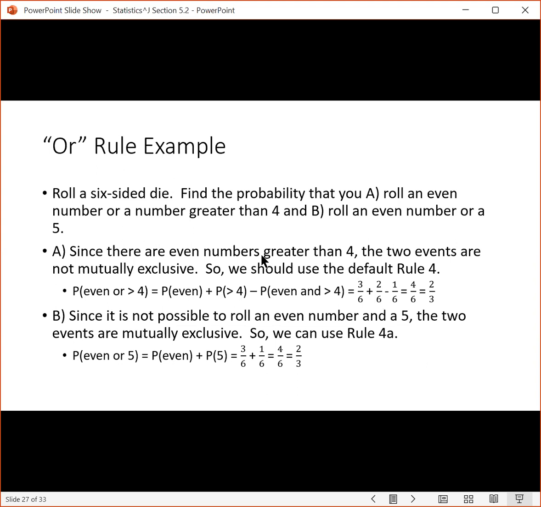And then how many evens are there that are greater than 4? Well, 6 is an even and is greater than 4. And so we want to remove that, because we double counted it. It was counted in this result and counted in this result. And so if we remove it, there are 4 different possibilities out of 6, or 2/3 probability, that you'd get an even or a greater than 4 when rolling a die.